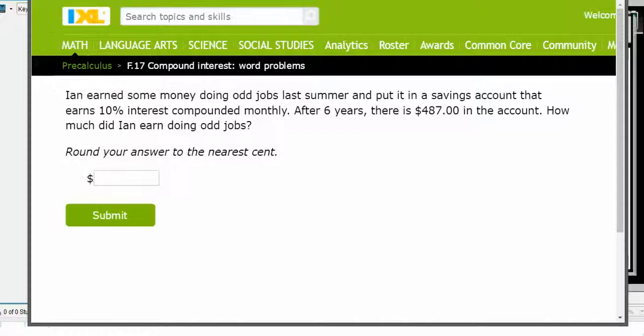Well, here's an interesting question. Ian earned some money doing odd jobs last summer and put it into a savings account that earns 10% interest compounded monthly. After 6 years, there is $487 in the account. So we'd like to know how much money Ian earned doing his odd jobs.